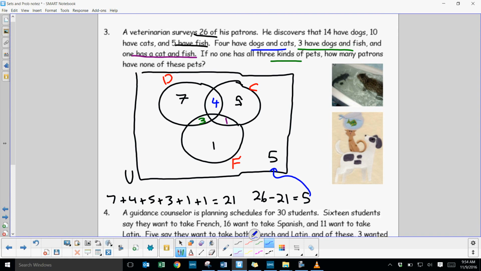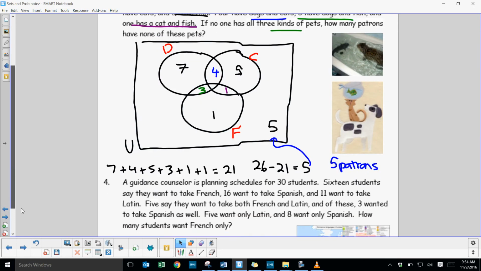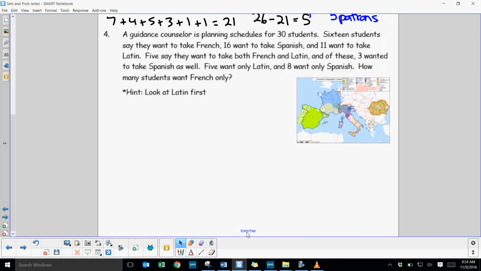And we're asked how many patrons have none of these pets. So don't forget to just write 5 patrons at the end. That's an example of a slightly different one because we had 3 circles overlapping, and on top of that, there was none in the intersect. So it's all about reading the information really carefully and reading over it again and again to make sure you've got the right info.